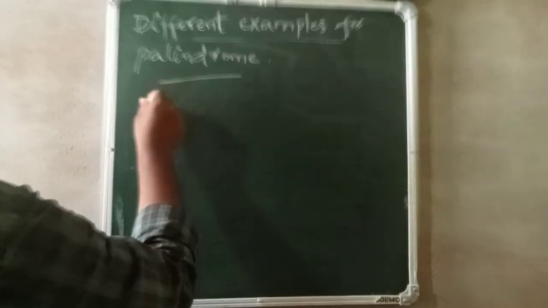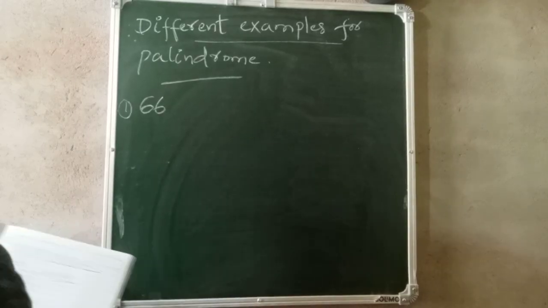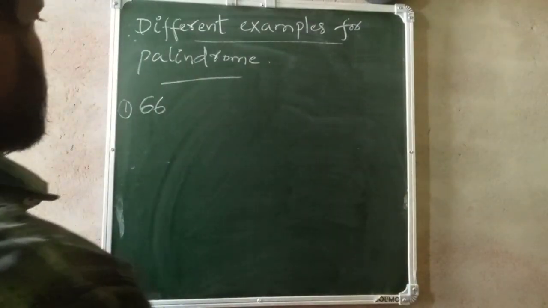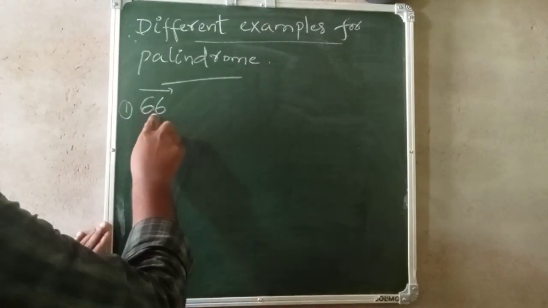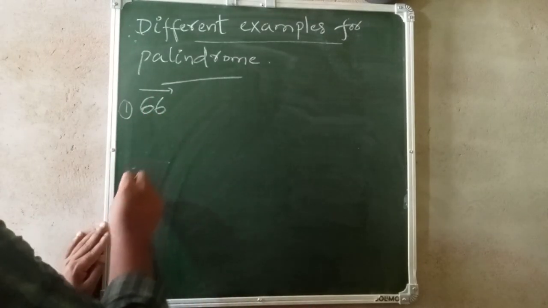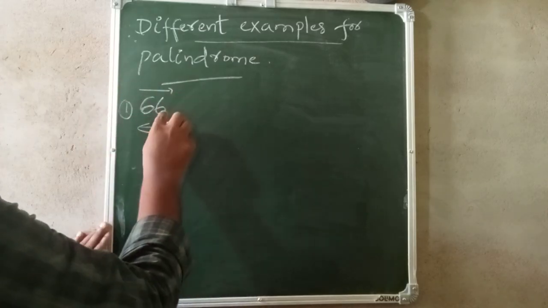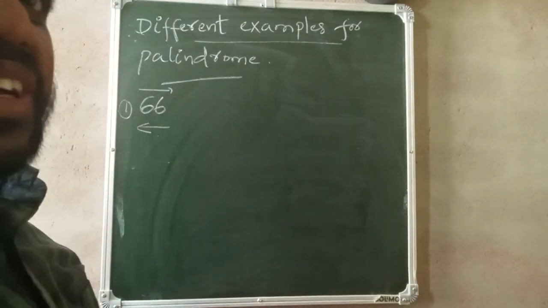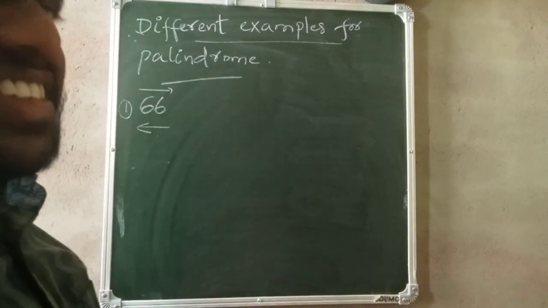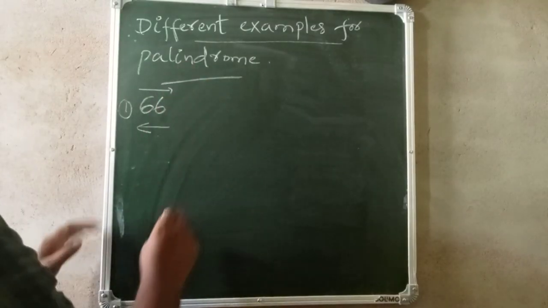See, the number 66. If you read in this direction, 6 6. If you read in this direction, 6 6. In any direction, you read the same thing, 6 6. So this is an example of a palindrome number.